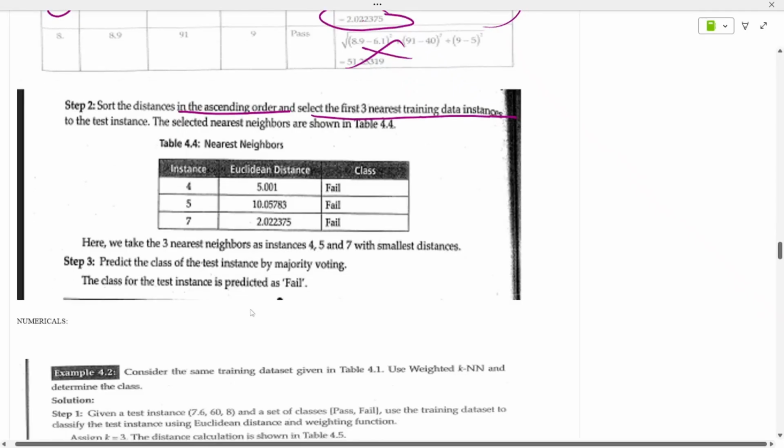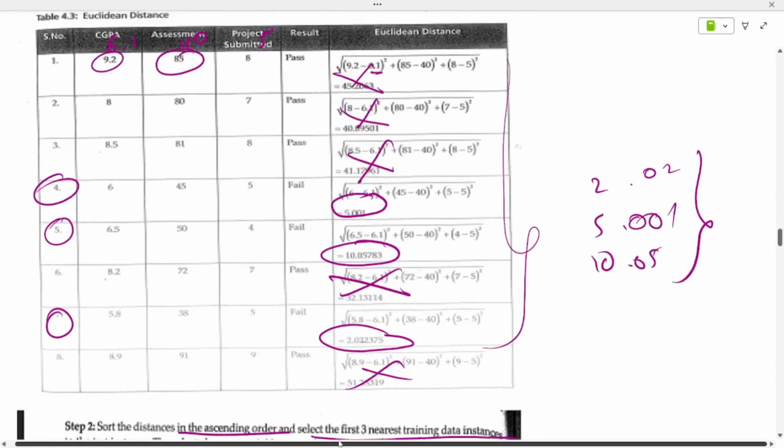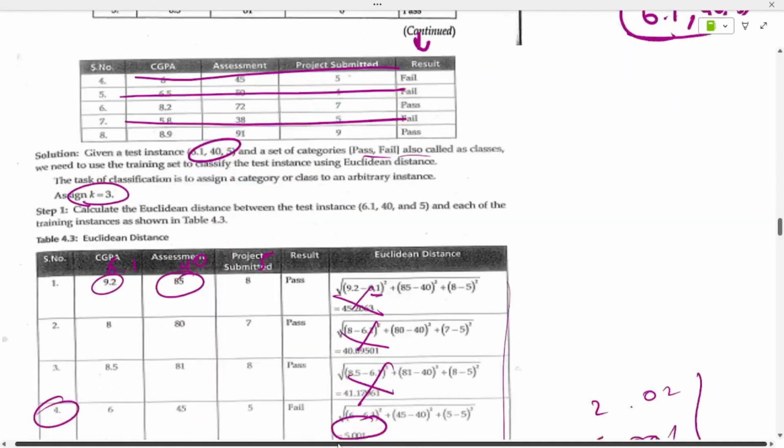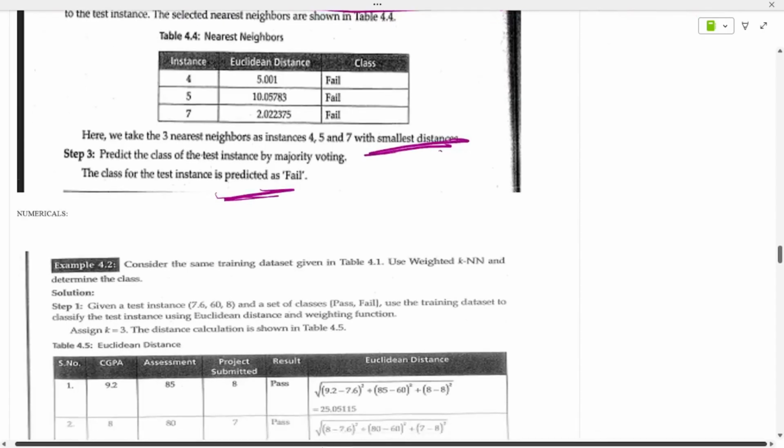That you will be considering, and the result would be fail. The class would be fail as it has the smallest value, so the answer would be printed as fail, because the class for the test instance is predicted as fail. Majority voting: instances 4, 5 and 7. It is considered to be fail because the value is less, for the given test instance.